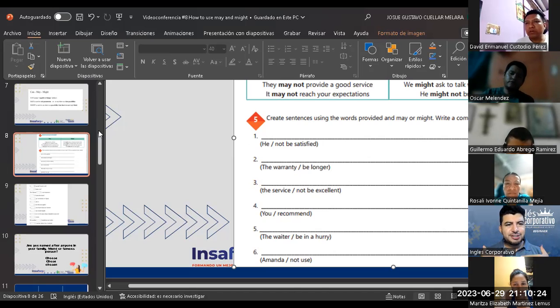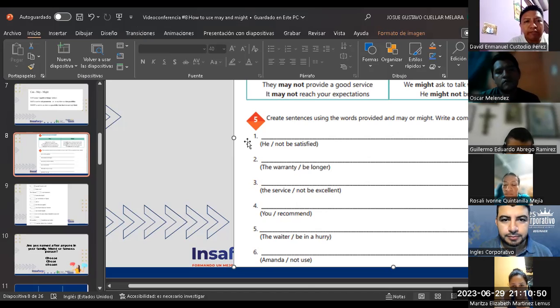No, English is like a very flexible language. Es un idioma bastante flexible. So maybe we have to focus on acquiring more vocabulary, fluency, y no en algunas pequeñeces. But let's try to do it. Okay? So here we have from 1 to 6. Do we have volunteers for completing these exercises? Okay, here we have David and Oscar. Please, David.